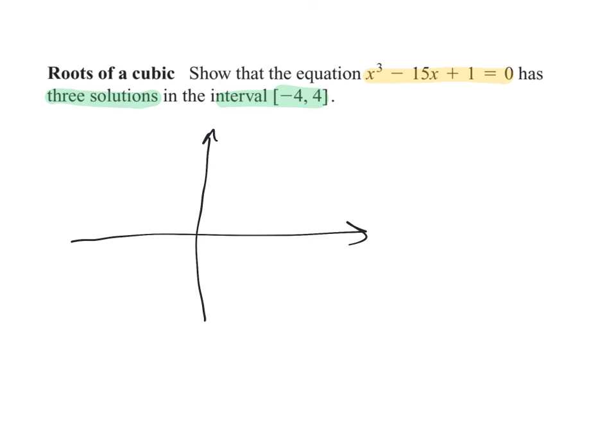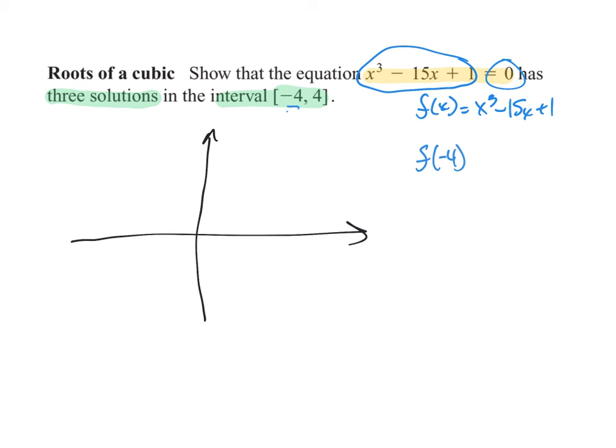So here's a way we can do this without getting too technical. What I'm going to do is start computing some values of this function f of x equals x cubed minus 15x plus 1. I'm considering this expression to be the function f, and then I'm going to demonstrate that it does have zeros. It crosses the x-axis. I've done some calculations, and I happen to know that f of negative 4, which is the first endpoint, is negative 3.